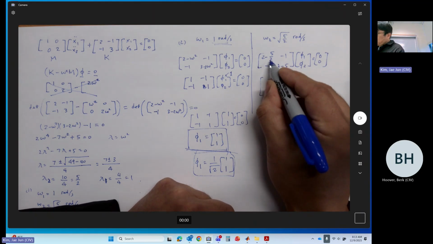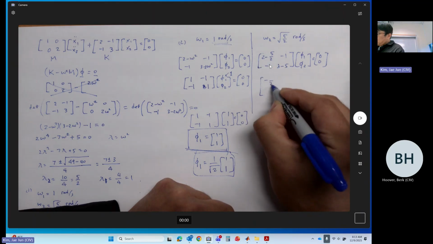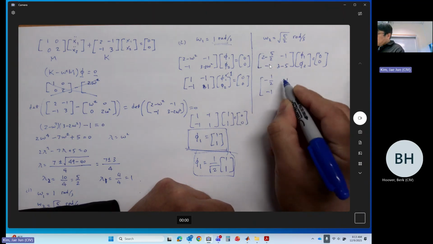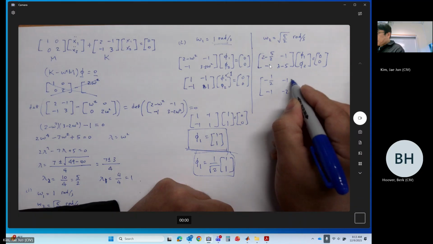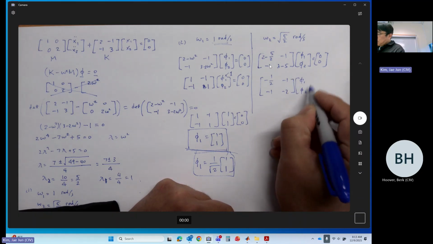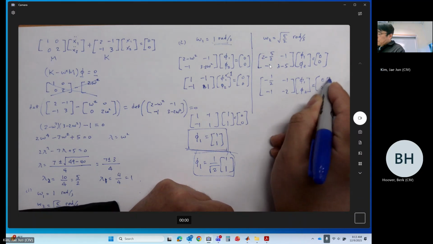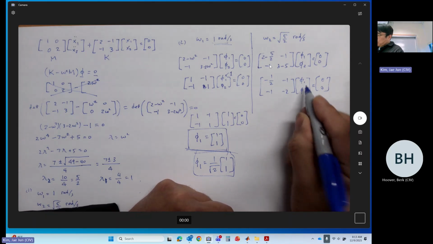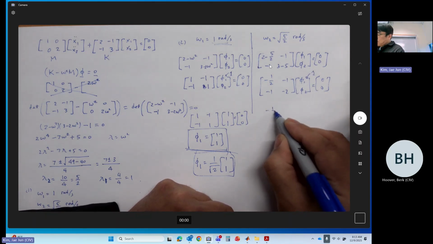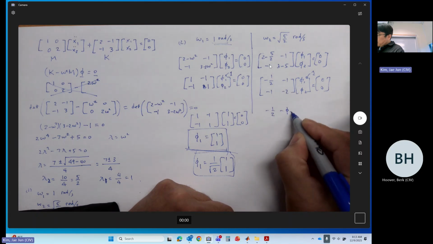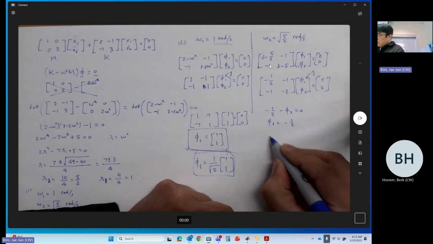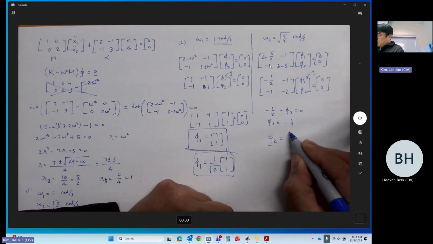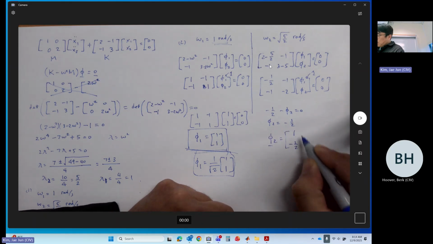And this is 2 over 4 minus 2, 1 minus 1, minus 1. Wait, did I do it correctly? Minus 2. P1, P2 is 0, 0. So if I choose this one as 1, minus half minus P2 is 0. P2 is minus half. So you can see that P2 is going to be 1, minus 1 half.